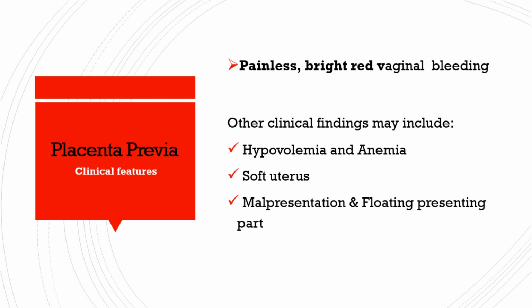Sudden, painless, bright red vaginal bleeding in the second half of pregnancy may indicate placenta previa. Bleeding is very common in this condition, with about 90% of patients with placenta previa presenting with bleeding at some time in their pregnancy. Unlike placental abruption, bleeding from placenta previa is usually painless. There are other clinical findings that depend on the amount of bleeding, like hypovolemia and anemia. The uterus is usually soft.